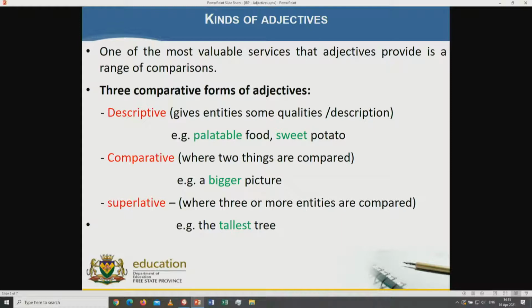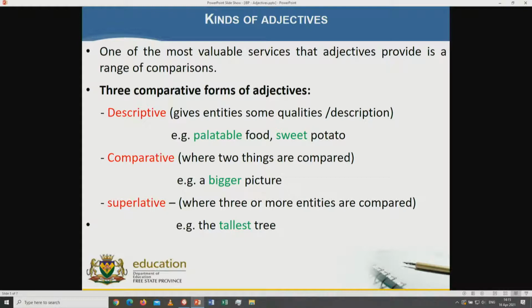And you have a sweet potato. It's descriptive. What kind of potato? How is the potato? It's sweet. Remember the questions that we said adjectives answer? Now this one is a sweet potato because it gives quality to an entity or to a noun. Food is a noun. Potato is a noun. But this is a palatable food. This is a sweet potato.